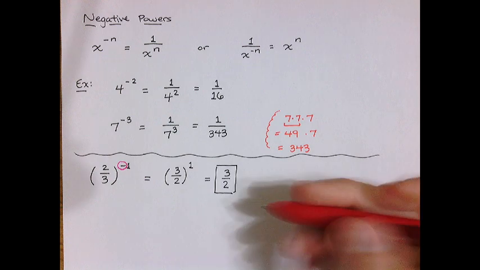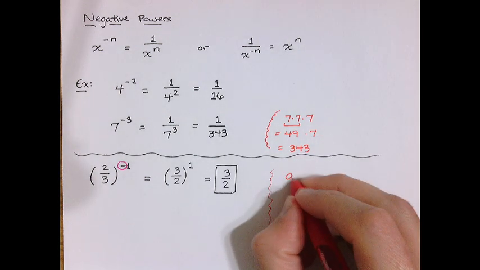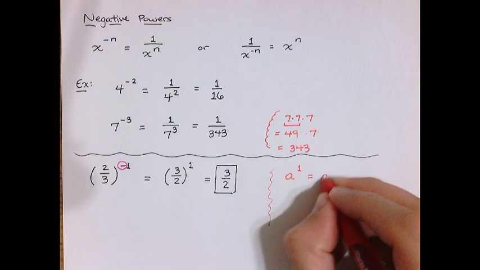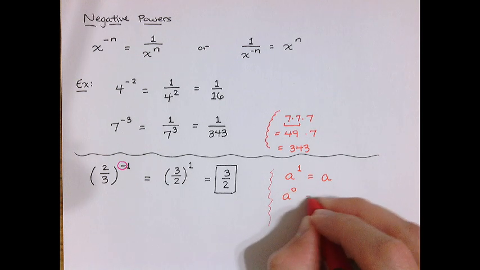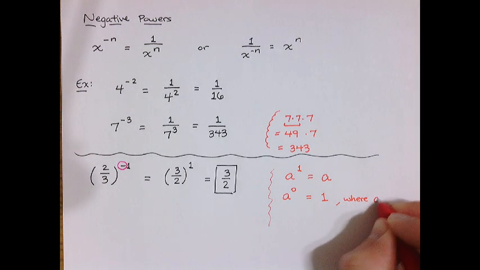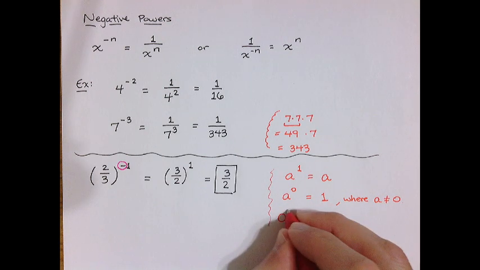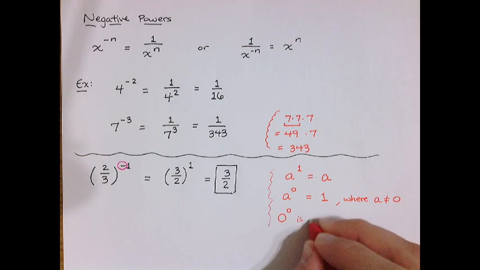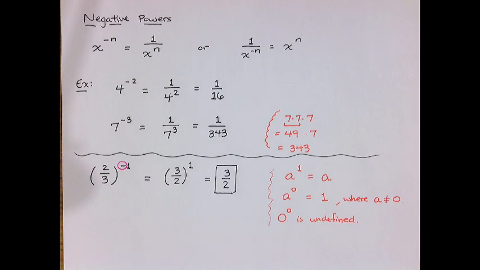And speaking of that, just a few housekeeping things that we need to make sure we understand. Anything to the first power is just going to be the base itself, a. Anything to the 0 power is going to be 1, provided that that base does not equal 0 itself, because 0 raised to the 0 is undefined.